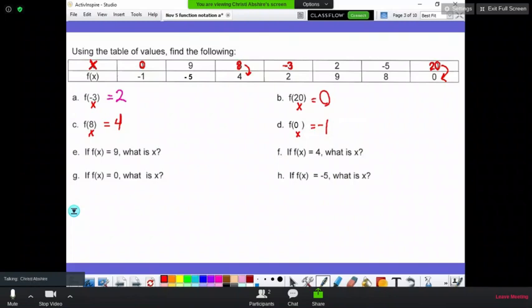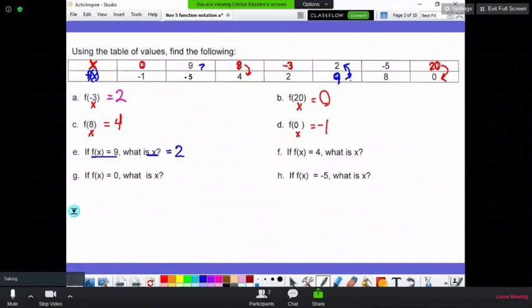Now questions E, F, G, H are the opposite. On E, F, G, H, they have given me that f of x is 9. So I'm going to be looking at my f of x row to find 9. Not this 9, not this first 9, but this 9, the f of x 9. So this is the one I'm looking for. And the question is, what is x? X is 2 in this question.